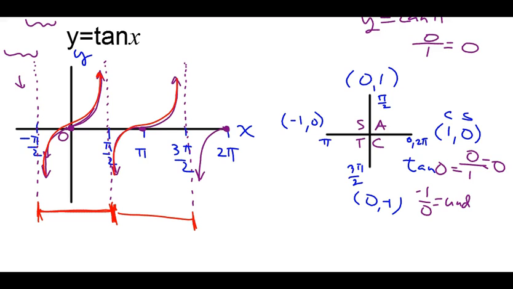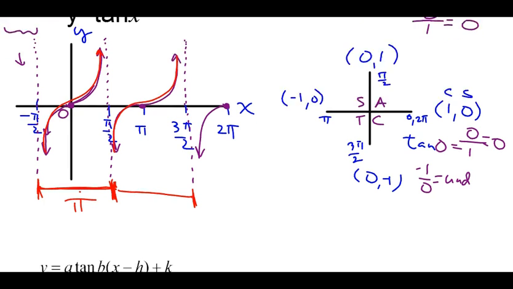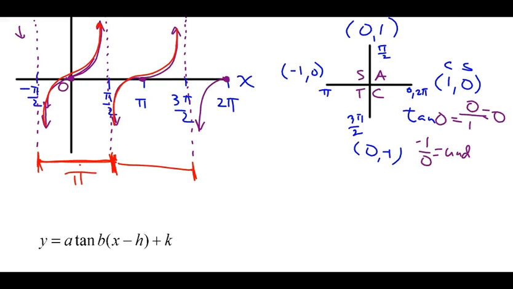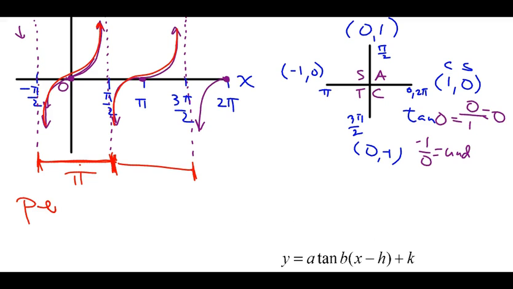Well, how far is it from negative pi over 2 to positive pi over 2? Or from positive pi over 2 to 3 pi over 2? Isn't that just 1 pi? So something interesting about tangent is its period is not the same as sine and cosine. Its period is just a single pi. It's just pi, right?